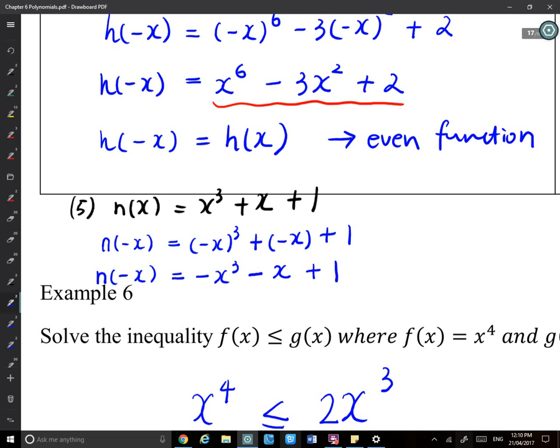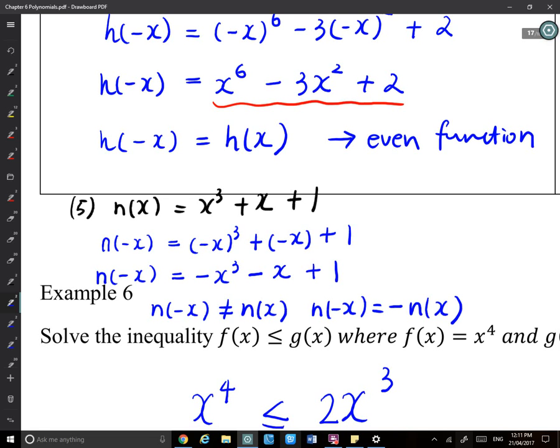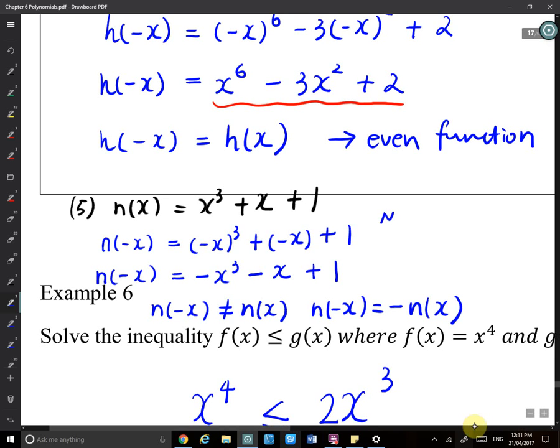The constant doesn't change signs. Okay, so n(-x) is not equal to n(x). n(-x) is not equal to negative n(x). Because of what? Because of that constant. So that's neither even nor odd.